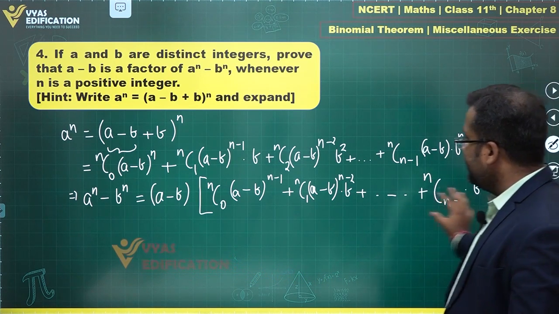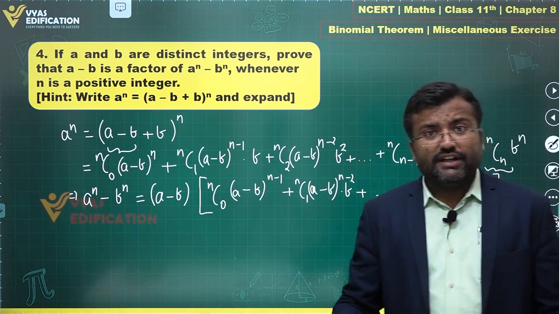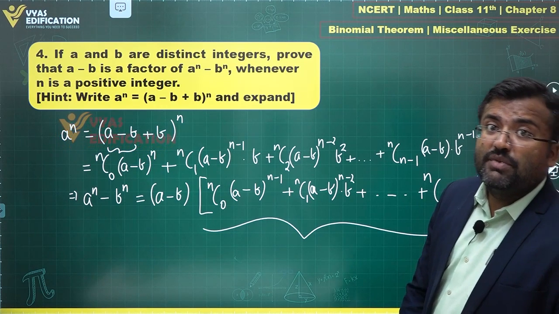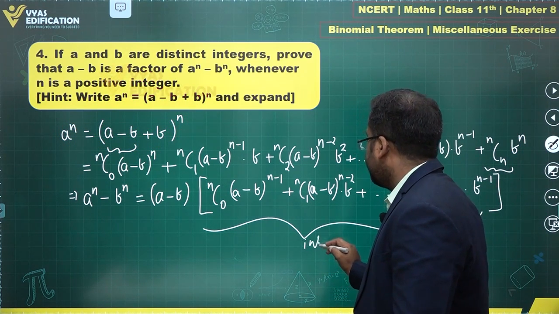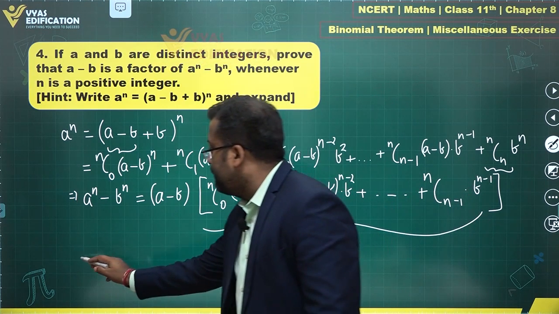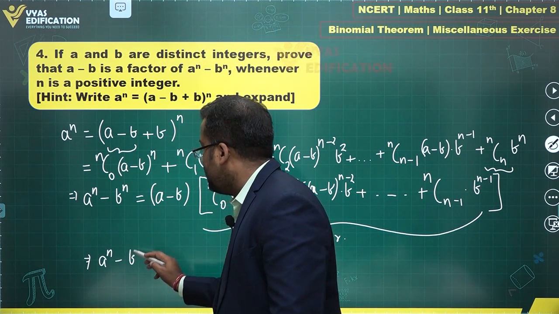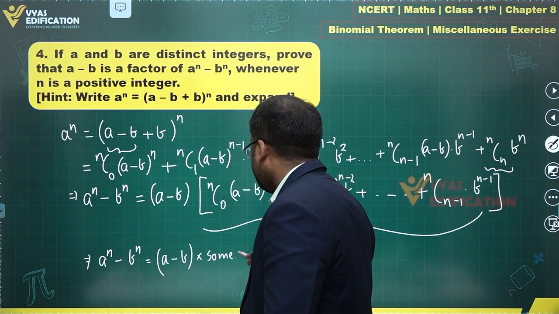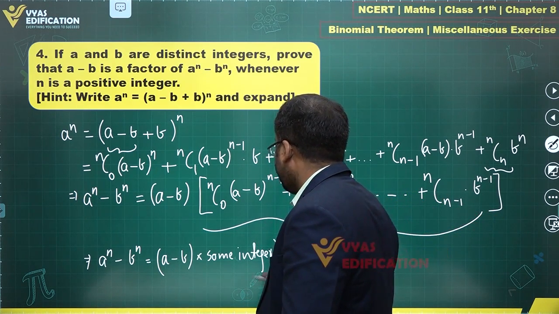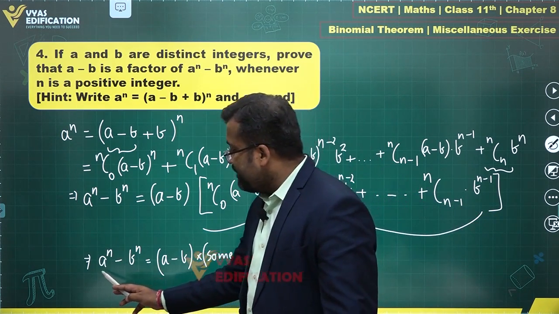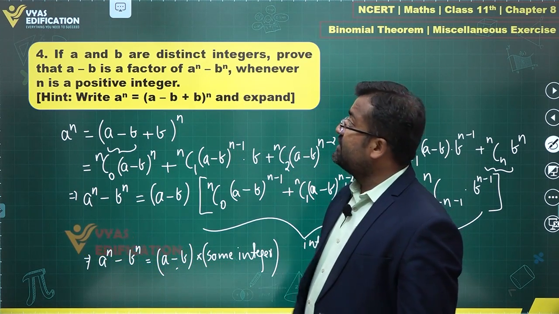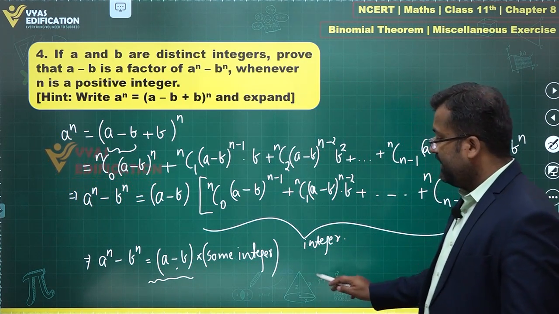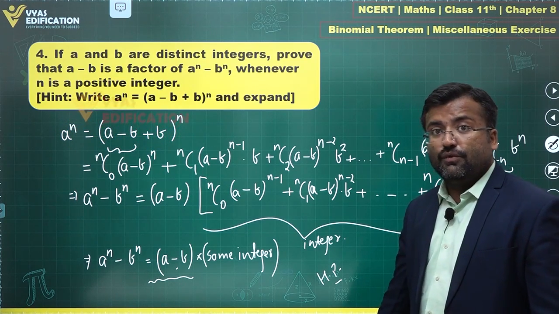And if a and b are integers, nC0, nC1, nC2 are all integers. So this overall expression over here will be an integer as well. So what you get from here is a power n minus b power n is equal to (a minus b) times some integer. And with the help of this knowledge, what can you say? You can comment that a power n minus b power n is divisible by a minus b, or a minus b is a factor of a power n minus b power n. That's what you can say, and yes, that is the proof of this question.